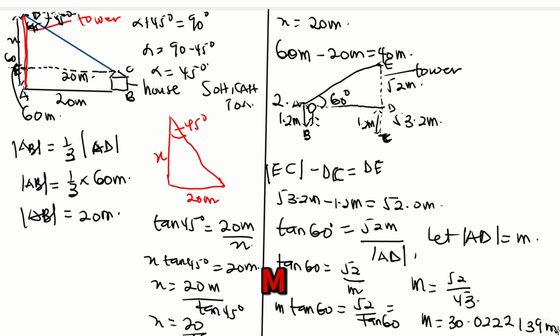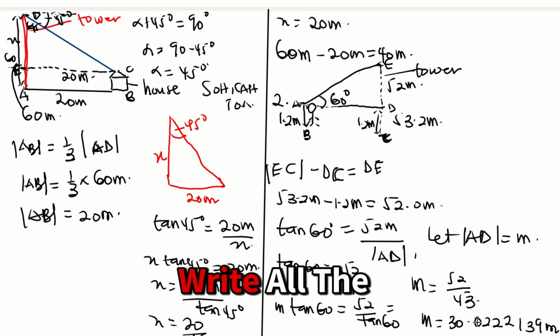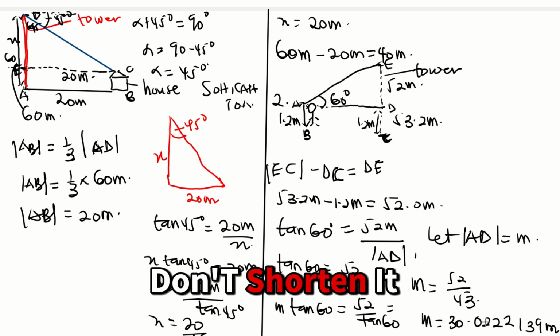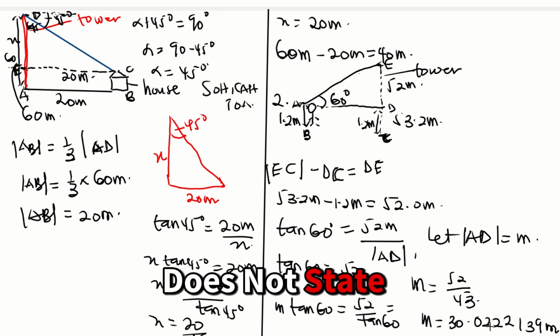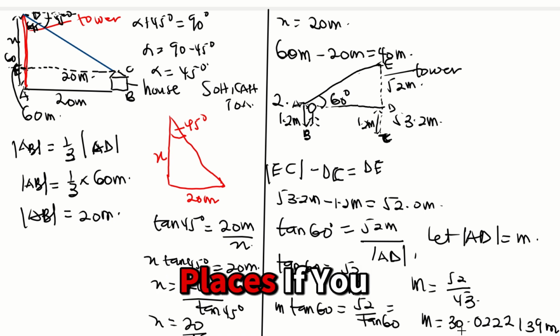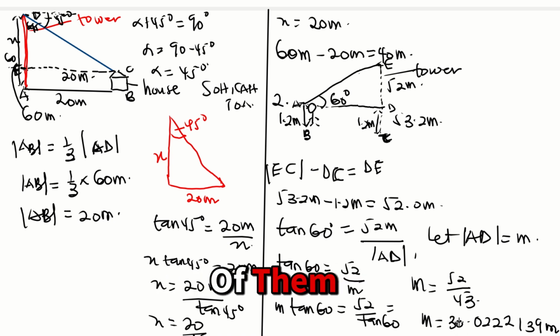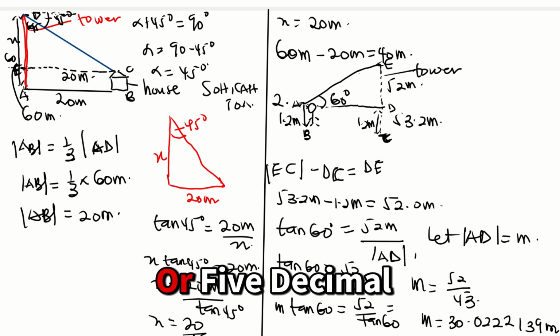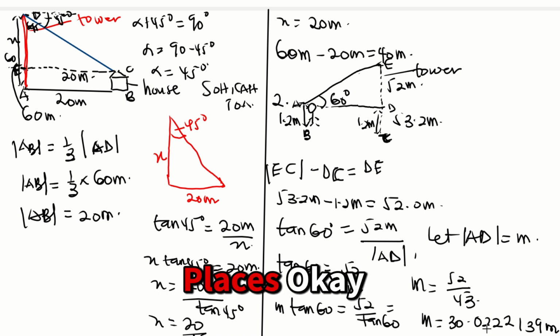139 meters. So in exams, if you have the time, write all the decimals. Don't shorten it. If the question does not state that it should be approximated to any given value or any decimal places, if you can write all of them, write everything. So 30.022139, or at least 4 or 5 decimal places.